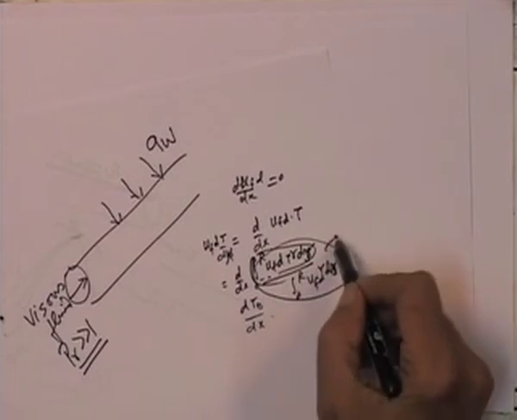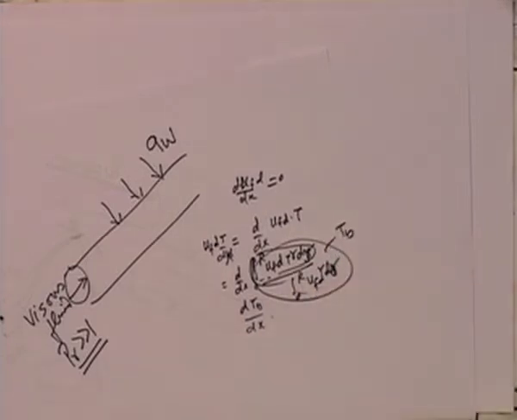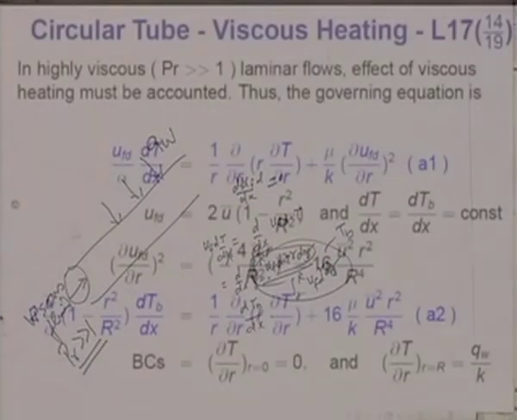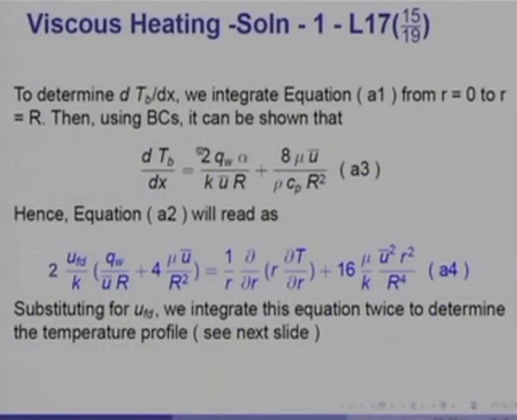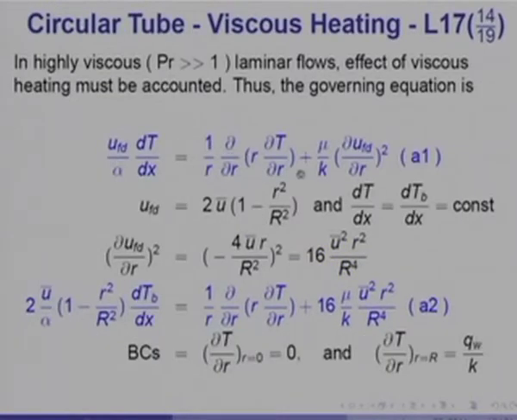This is the definition of T bulk, and this is a constant. u bar r dr is nothing but the mass flow rate through the channel or through the circular tube. So, to determine dT bulk by dx I would simply integrate this equation from 0 to r on both sides. The left hand side will give me dT bulk by dx. This I will evaluate because I will get r dT by dr at the wall and r dT by dr at the axis, which is 0, and I will substitute q wall, which is known from the upper boundary condition, and likewise you integrate this from 0 to r.